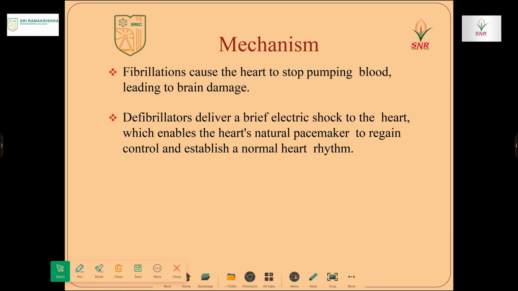So, the mechanism. We have to stop the fibrillation with the help of a defibrillator. Fibrillation causes the heart to stop pumping the blood, which leads to brain damage. So, a defibrillator delivers an electrical shock towards the heart, which enables the heart's natural pacemaker to regain control and establish a normal heart rhythm.